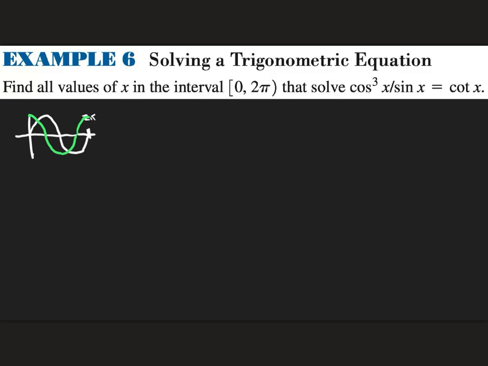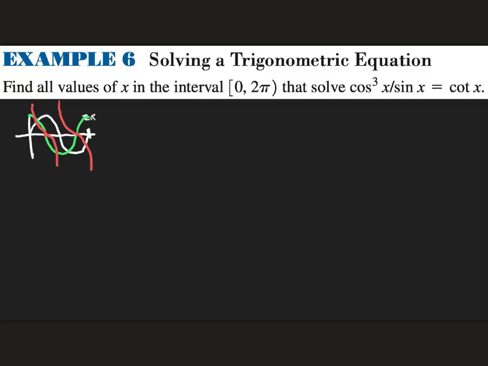The cotangent. Okay, let's think about what the cotangent looks like. What does the cotangent do? At pi over 2 it is 0. So the cotangent comes down. At pi over 2 it hits 0, and at pi it is negative infinity. And then we do the same thing.